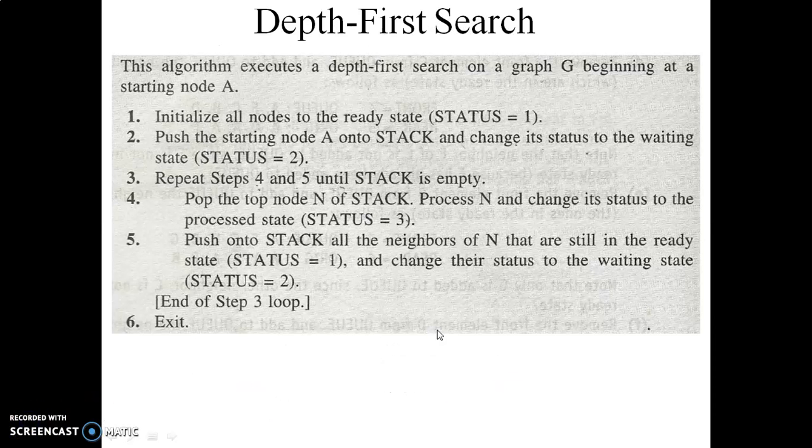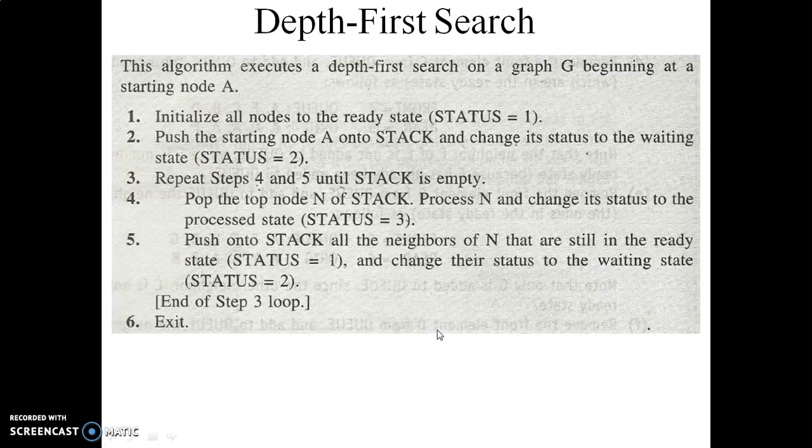As a part of the algorithm, there are different steps involved in DFS. So we are putting this in terms of an algorithm. This algorithm executes a depth first search on a graph G beginning at a starting node A. In the first step, we initialize all the nodes to the ready state, that is status equal to 1. In the second step, we push the starting node A onto the top of the stack and change its status to the waiting state, that is status equal to 2. In the third step, we repeat steps 4 and 5 until the stack becomes empty.